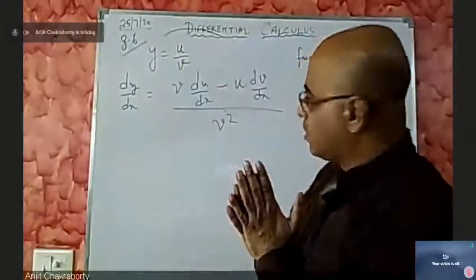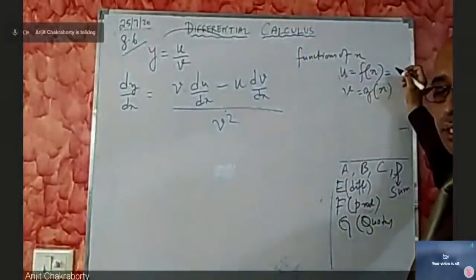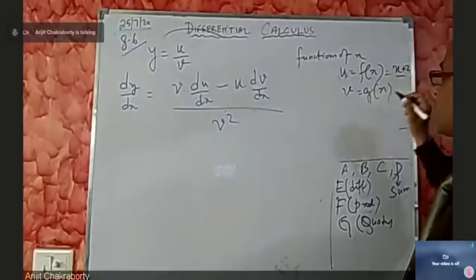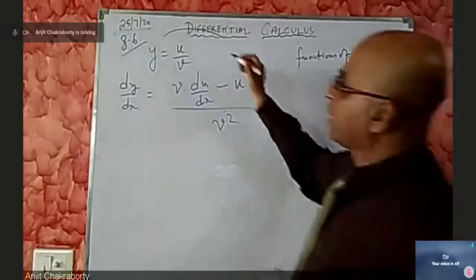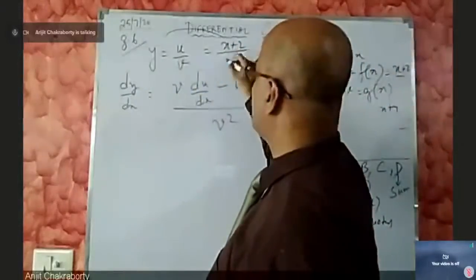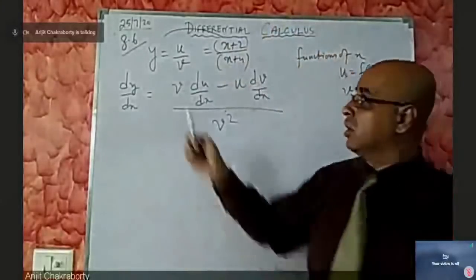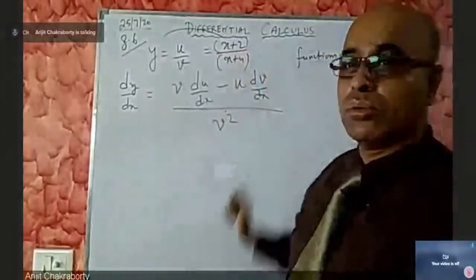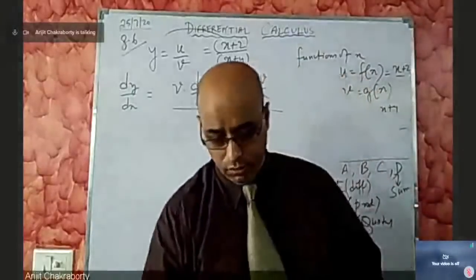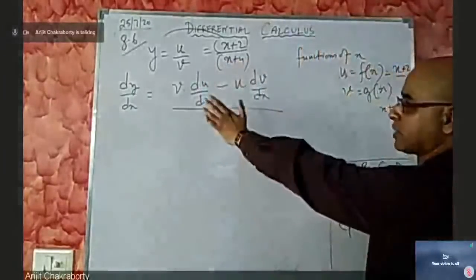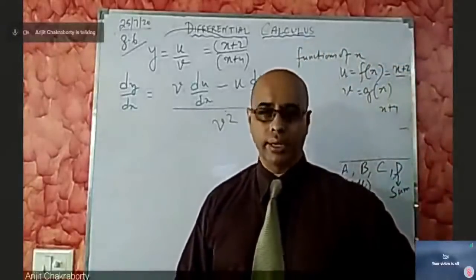So let's take up, let u be equal to x plus 2 and let v be equal to x plus 4. So we are trying to find out y is equal to x plus 2 by x plus 4. We have to find out the differential coefficient of y, which is equal to x plus 2 divided by x plus 4. Fine. What to do here? How to proceed? So the formula is in front of us. We will just apply the formula step by step and we shall find out the result.